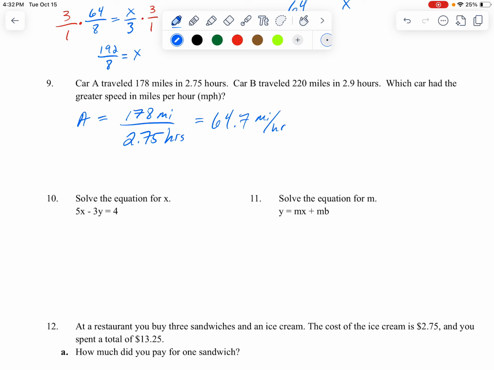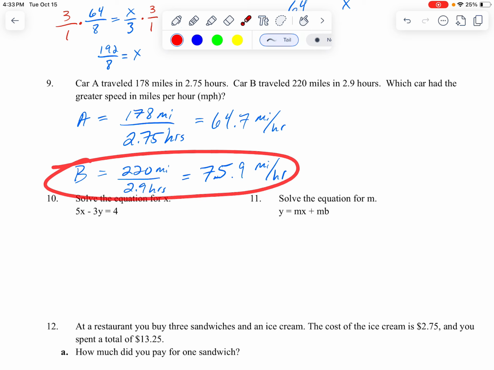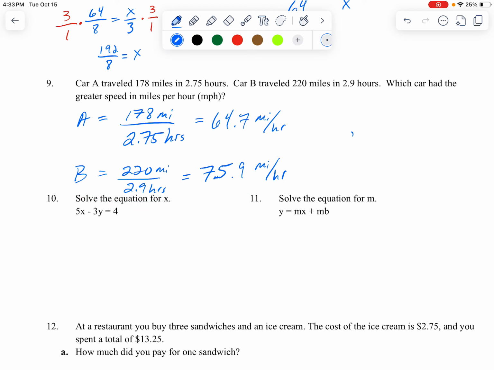miles per hour. And then for car B, we've got 220 in 2.9 hours. So again, let's just do our division. And we end up with 75.8 miles per hour. If we're rounding, this should technically be 75.9. So this tells me that car B had a higher rate in miles per hour.